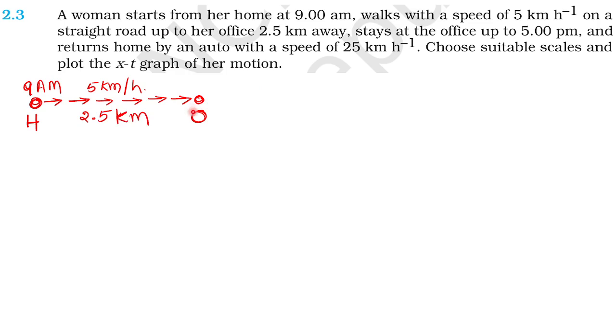She stays at the office till 5 p.m. She is sitting at the office till 5 p.m. She leaves the office at 5 p.m. and returns home. Let me draw like this. This is the return path. She returns home by an auto. The speed of the auto is 25 km per hour, given in the question. Choose suitable scales and plot the xt graph.